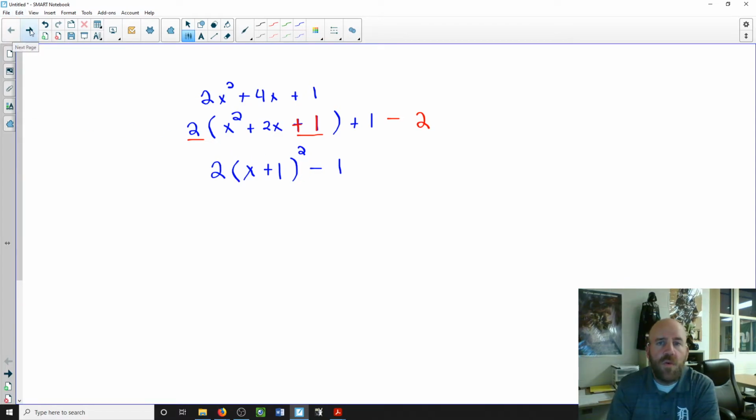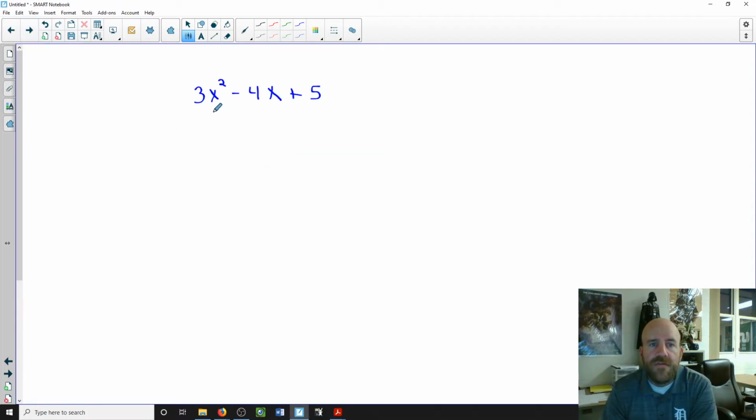Alright, so one more example. It's a little trickier one. So 3x squared minus 4x plus 5. So we have an a value of 3 from the standard form. So we have to factor that out.